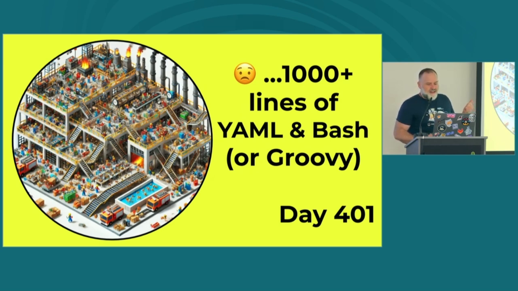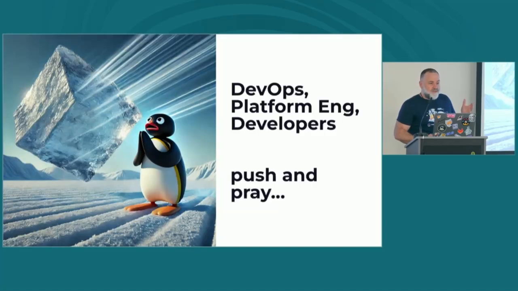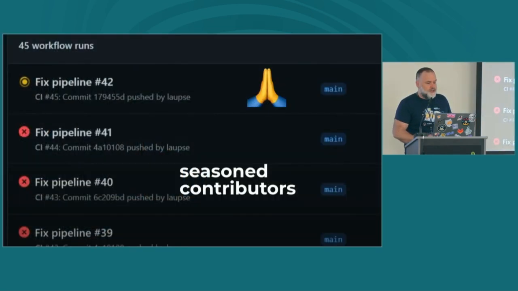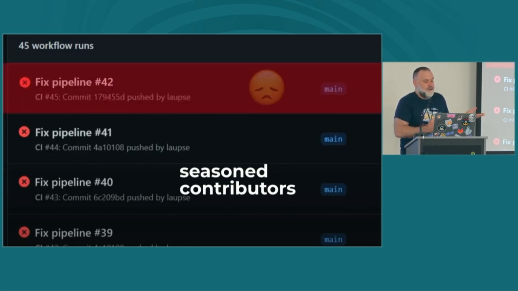What we end up seeing as a symptom of this is developers or platform engineers, DevOps people, whoever, they'll make a change and push it and they're like, I hope it works, because at this point the complexity has gotten so high, and what you've got on your laptop is certainly not the same as what is in the CI server, that what else can you do? You push, you pray. And I'm a seasoned contributor to this project and I'm like, I don't know if it's gonna work. Oh, it didn't work.